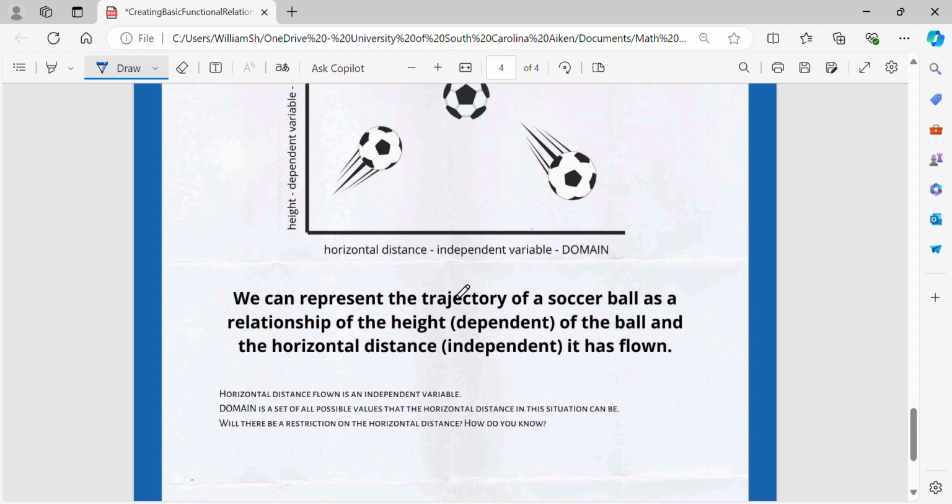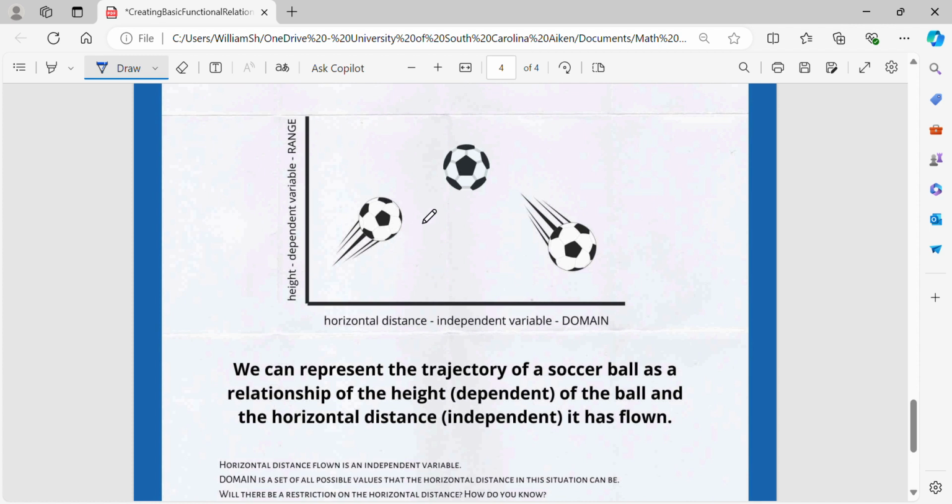So our horizontal distance here is our independent variable. That's our domain. Our height is our dependent variable. So our horizontal distance is our x.